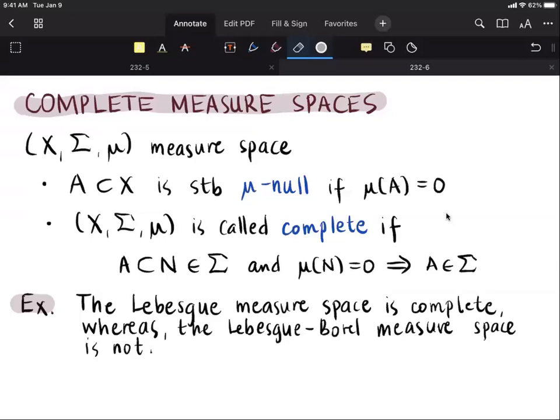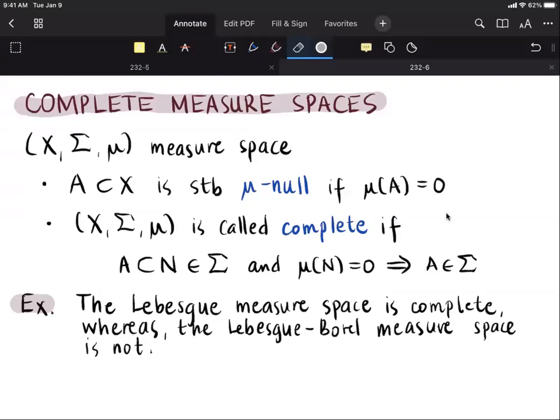So for this lecture, we will discuss what are complete measure spaces and how to complete such a measure space if they are not complete. In particular, we will talk about the completion of a measure space and later connect what are the Carathéodory and Hahn-Kolmogorov extensions in connection to complete measure spaces.